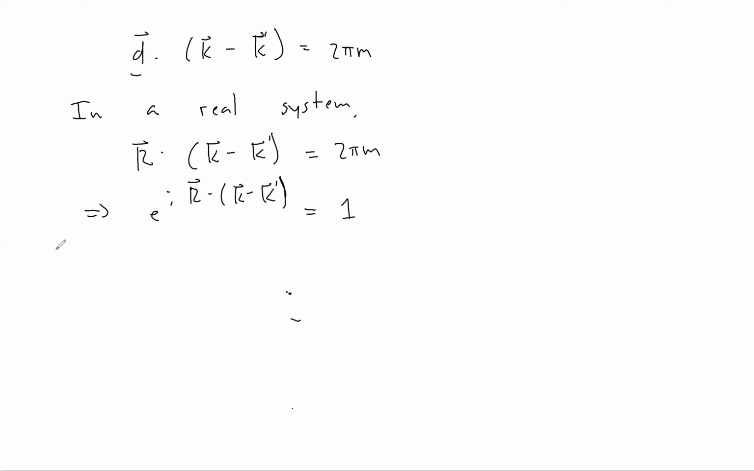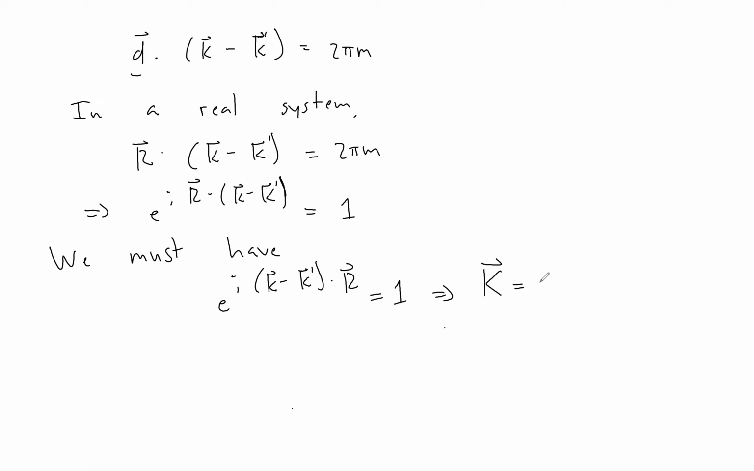So the last equation tells us that we have to have e to the i (k minus k prime) dot big R equals 1, which means that it must be true that big K, a member of the reciprocal lattice, is equal to little k minus little k prime. In other words, the change in wave vector associated with the X-ray diffraction peak must be a reciprocal lattice vector. All right, again, the condition for constructive interference is that the change in wave vector is equal to a member of the reciprocal lattice.